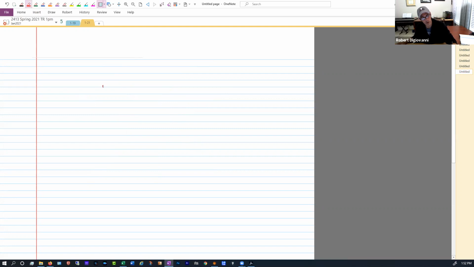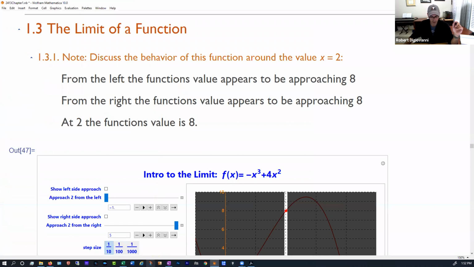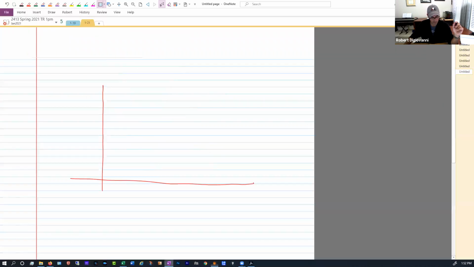Before I actually get to a hardcore example, I'm going to give you a function real quick. I want to use the same one here. Negative x cubed plus 4x squared.